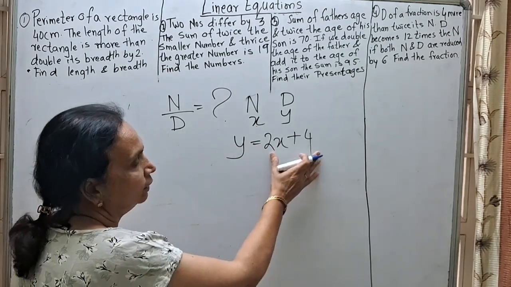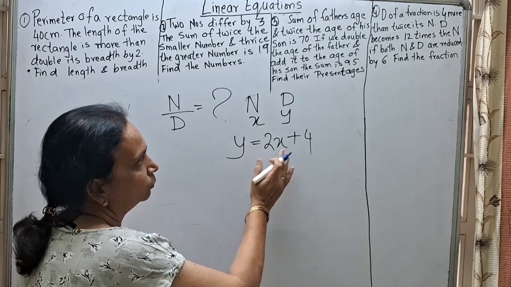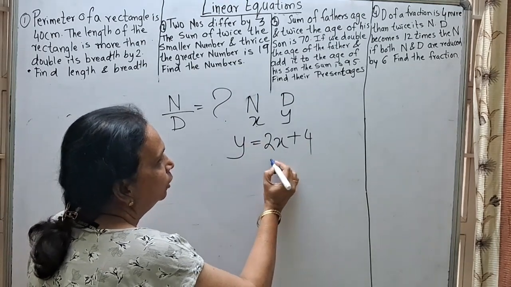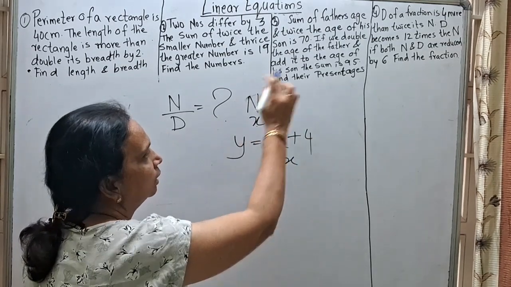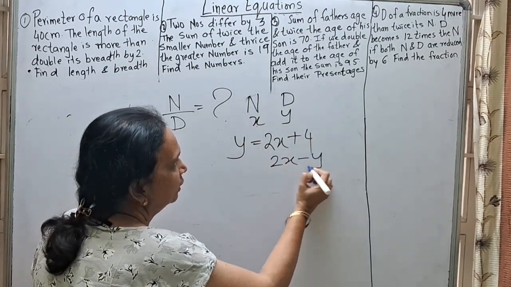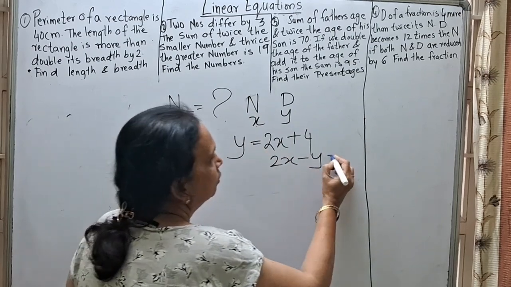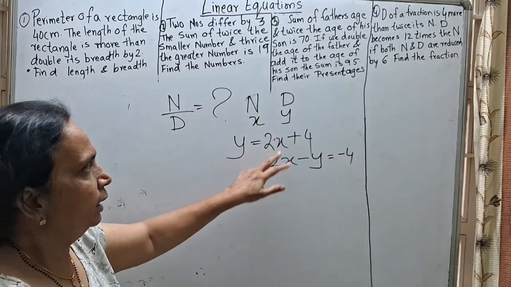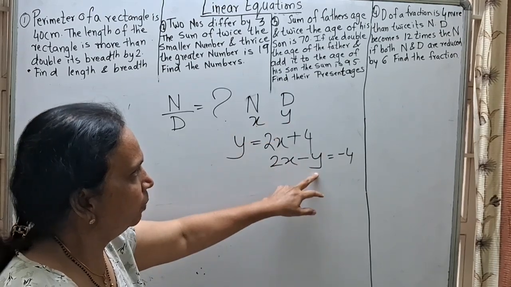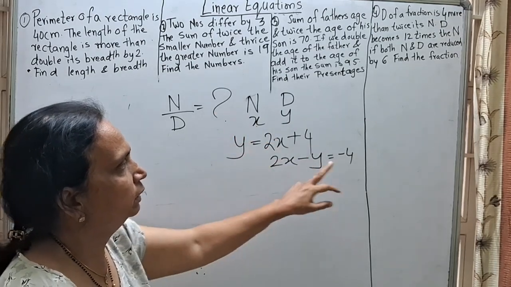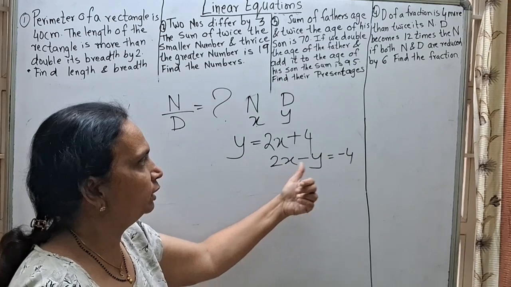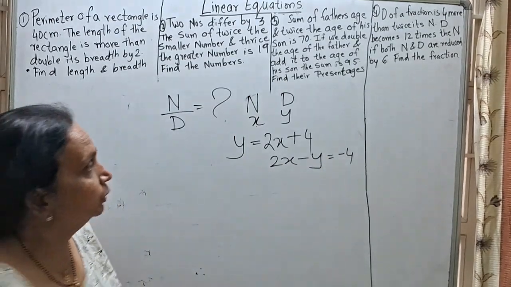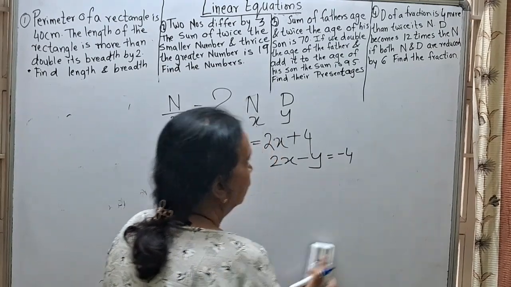Now I'll write this in a standard form. If I bring this here, it becomes minus. Rather than that, I'll take this here, so it will be 2x. This will come here and become minus, and this will go there and become minus 4. The right hand side as it is. So 2x minus y is equal to minus 4 is my first equation.